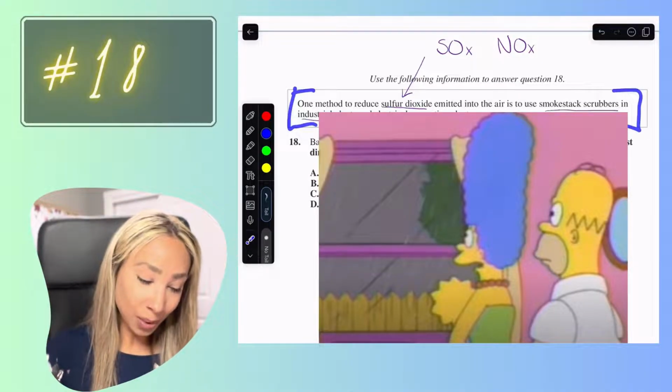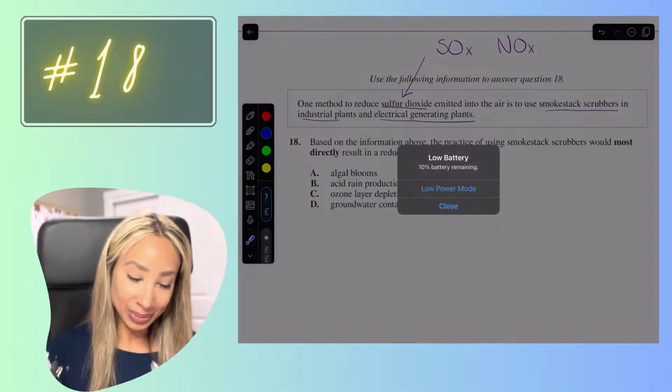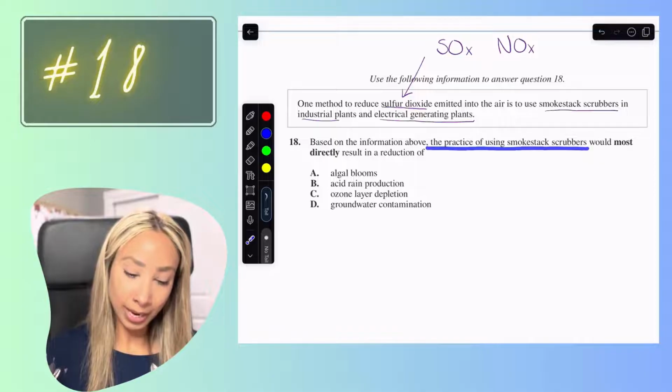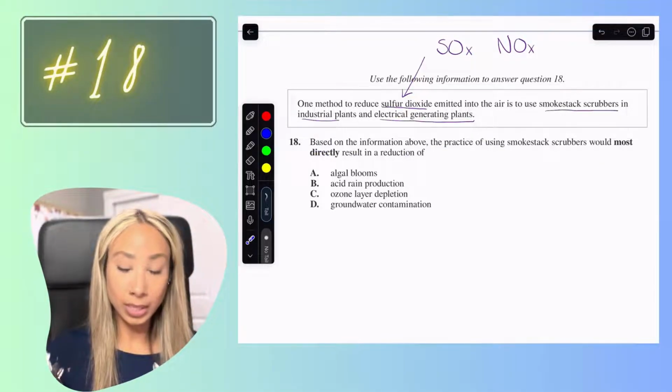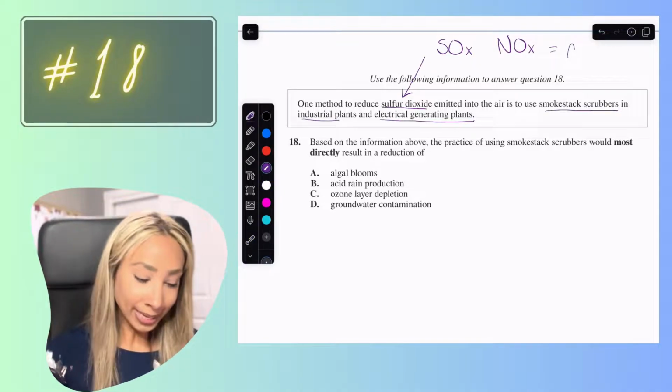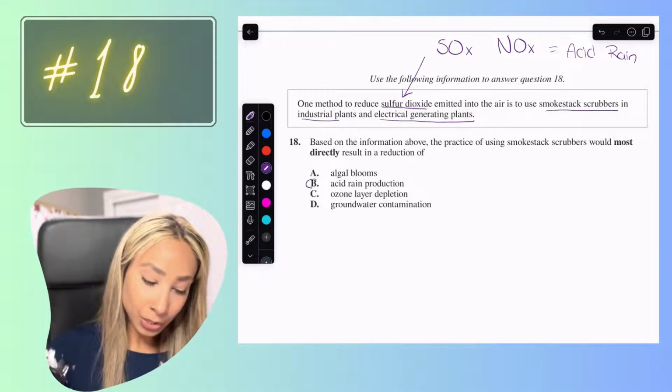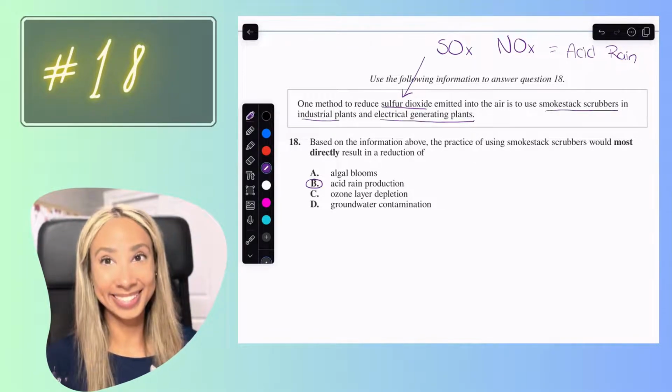So we know that this is a method that we can use. Based on that information, the practice of using smokestack scrubbers would most directly result in a reduction of. Okay, so I indicated earlier that this was acid rain. So therefore, the only one that's going to fit this one is going to be option B.